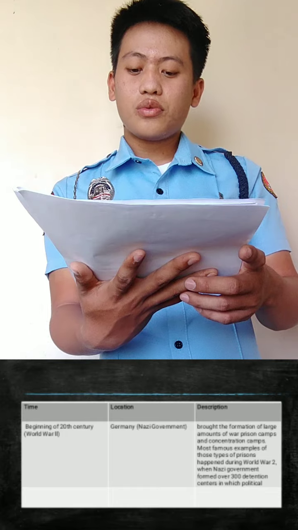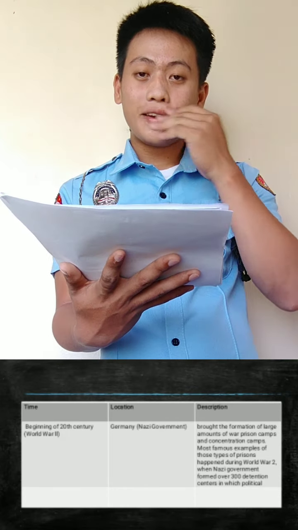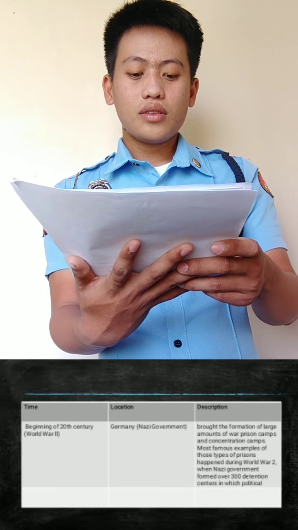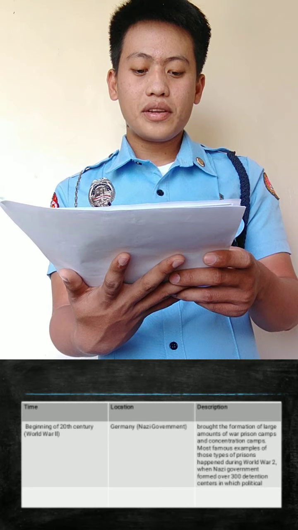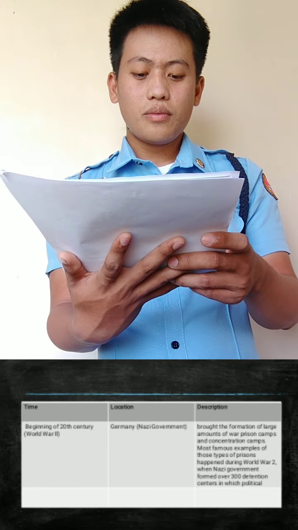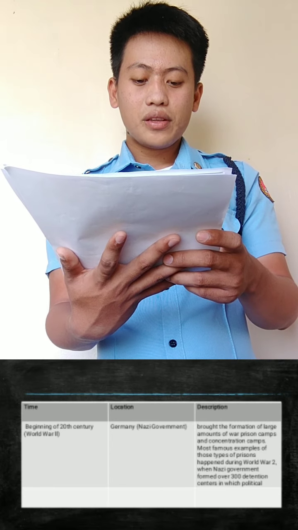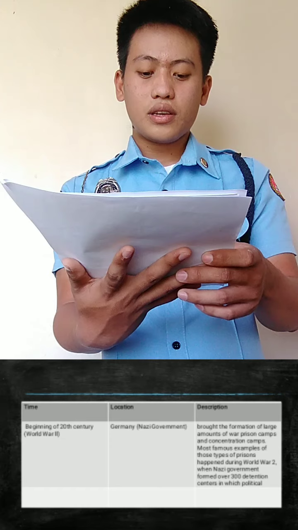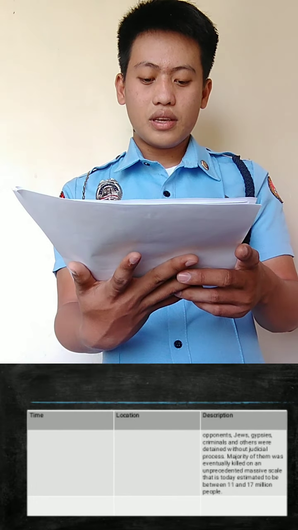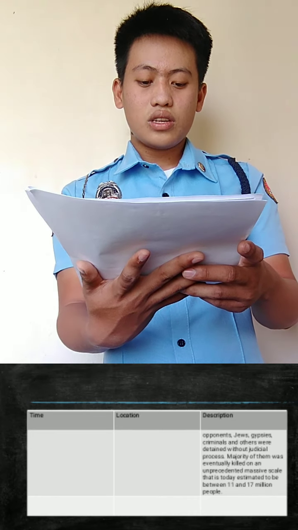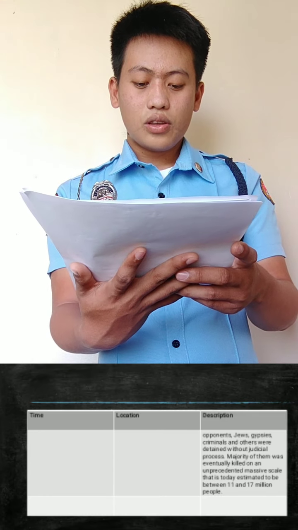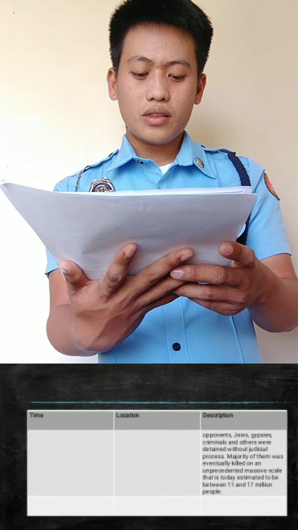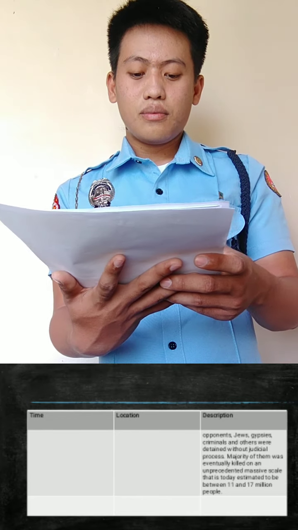So, the beginning of the 20th century, World War. The Nazi government in Germany brought the formation of large numbers of war prison camps and concentration camps. The most famous examples happened during World War II, when the Nazi government formed over 300 detention centers in which political opponents, Jews, gypsies, criminals, and others were detained without judicial process. The majority of them were eventually killed on an unprecedented massive scale, today estimated to be between 11 and 17 million people.